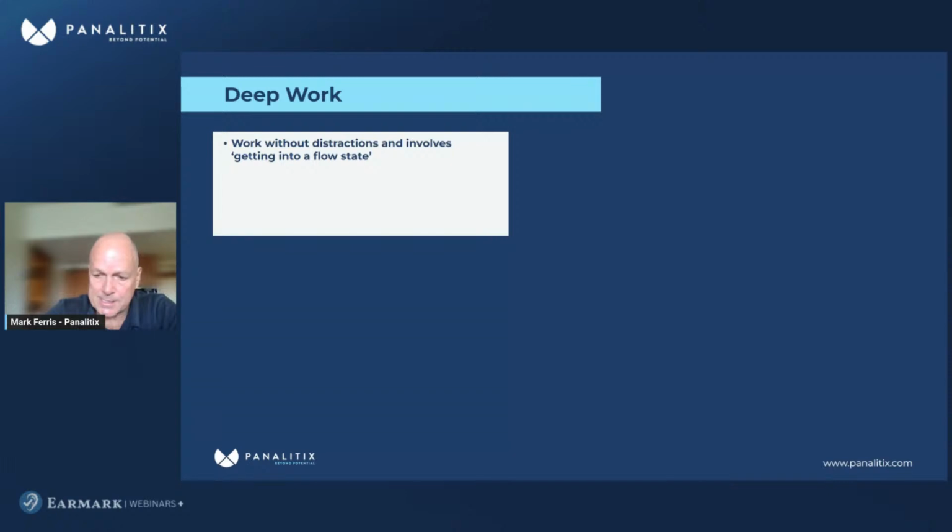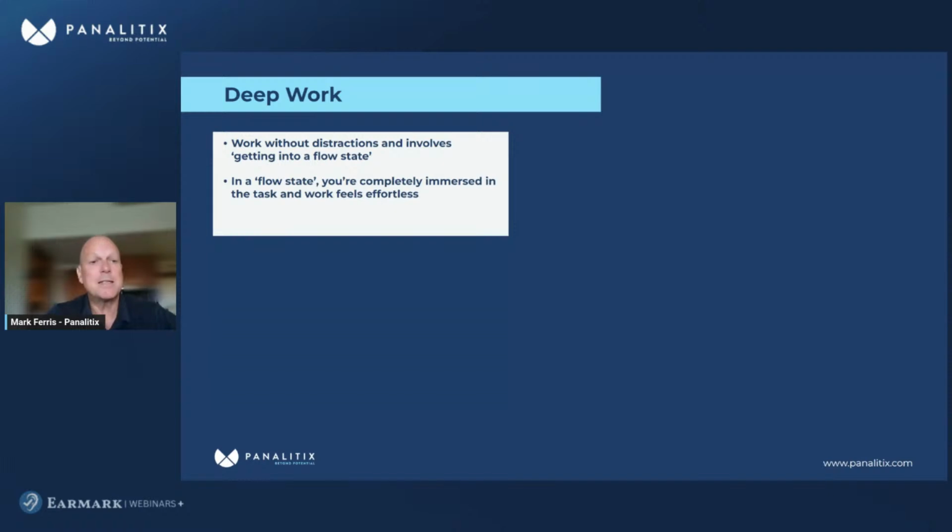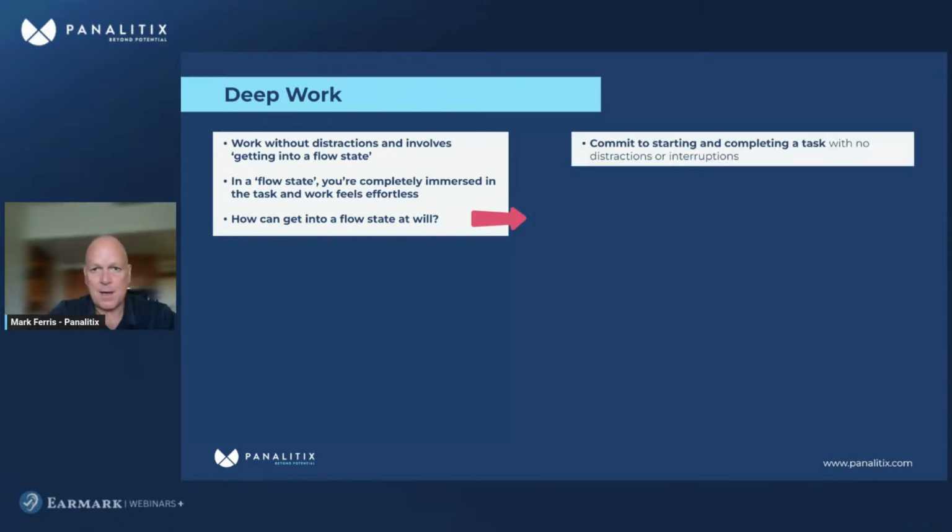And he talks about this thing called a flow state. And it's one of those ideas that you know it when you feel it, right? It may be difficult to describe, but when you are in that flow state, you're completely immersed in the task and work feels effortless. It almost feels fun. And how then can we get into this flow state at will? That's the key question, which Mr. Newport covers in his book.